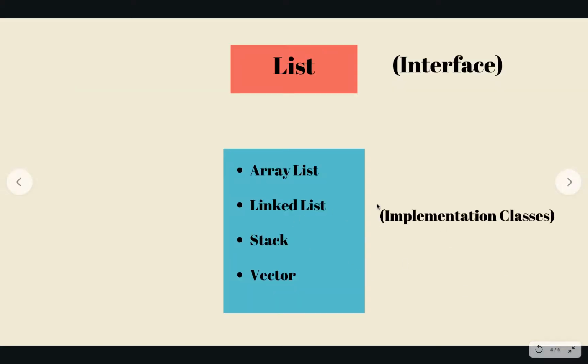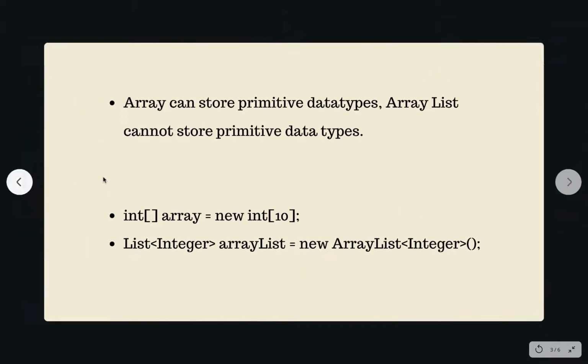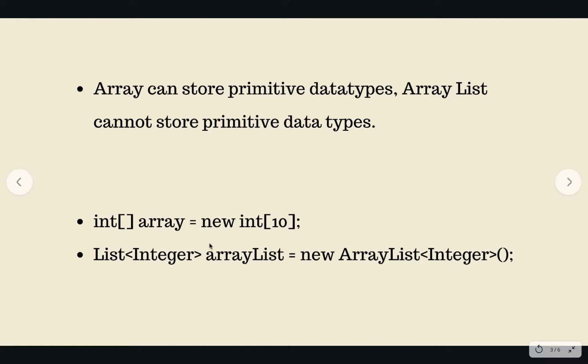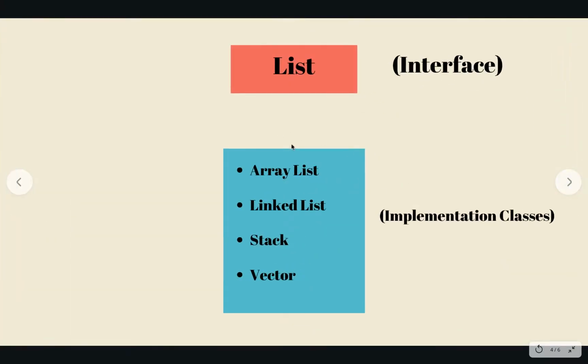An array list is the implementation class of the list interface. If we see here, we defined array list using the list interface and we defined it using the array list implementation class. So list is an interface and array list, linked list, stack and vector are the implementation classes of the list. We'll first start with array list and how to define and implement an array list.